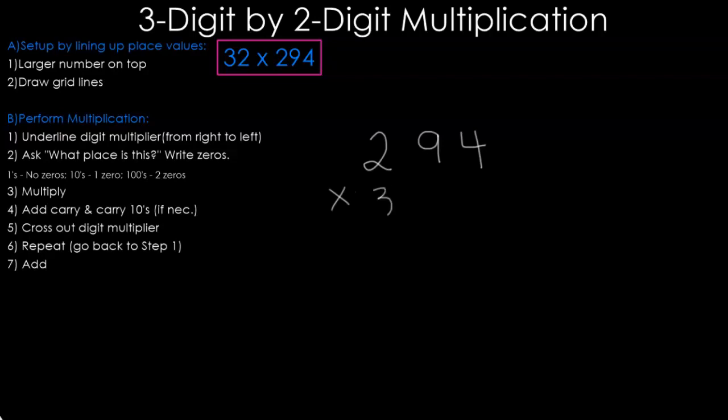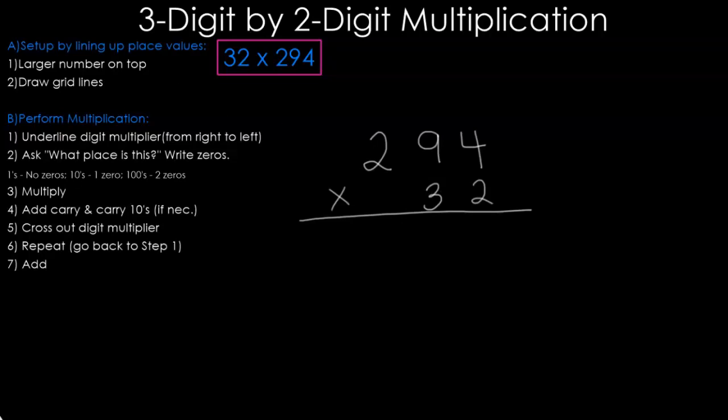So 32, that's not correct, because this is the ones value, so that's not right. We need to make sure that we line this up correctly. So 32 goes here. Ones are lined up, the tens are lined up, and the hundreds. There's nothing in the hundreds here for 32. So everything's lined up. So that is number one here.